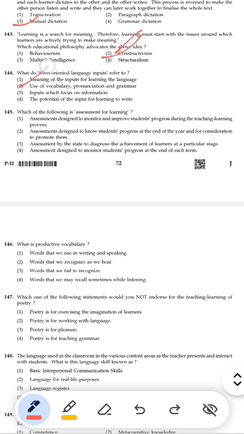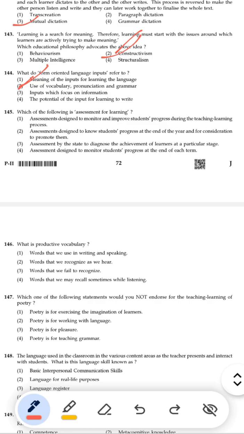So for question 144, option 2 is the correct answer, use of vocabulary, pronunciation and grammar. Question number 145. Which of the following is assessment for learning? Assessment for learning, assessment as learning, assessment of learning. There are 3 concepts. Assessment as learning actually refers to self-assessment which we do by ourselves to check our learning levels on our own.